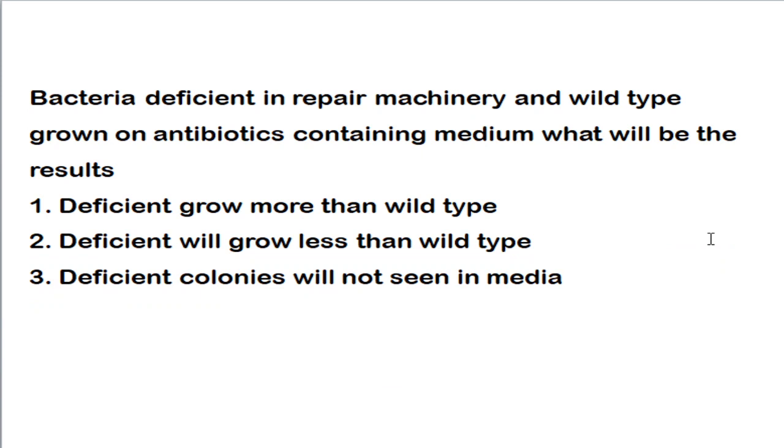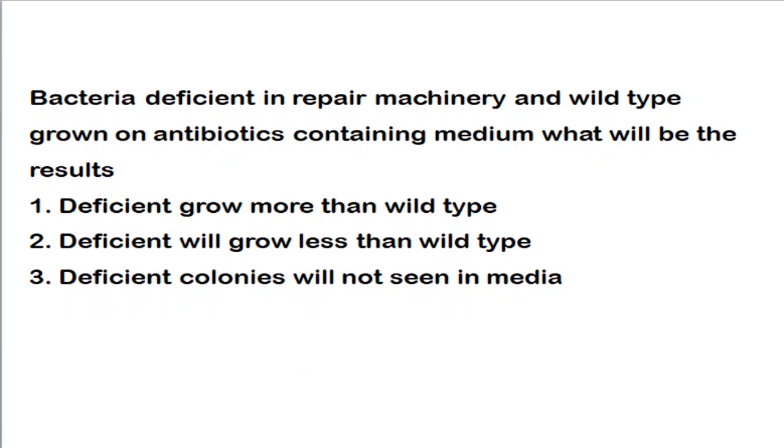Next, bacteria deficient in repair mechanism and wild type. They had taken two bacteria. One bacteria was deficient in repair mechanism and another one was wild type. Both are growing in an antibiotic containing medium. What will be the result? So those bacteria which are deficient in the repair machinery, they will be growing well in the presence of antibiotics because they don't have a repair mechanism.